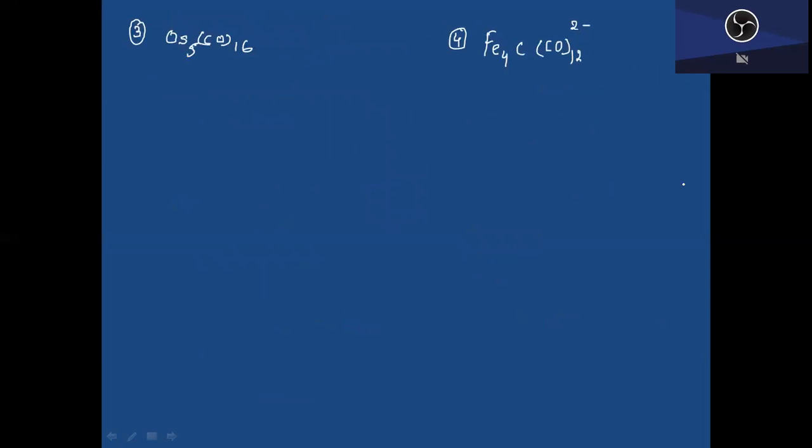Now let us take one more example. In this example, first we will determine TEC. By taking more and more examples, this concept gets clear. So TEC is equal to 5 into valence electrons of osmium, that's 8, plus 16 into 2, that is 32. So this comes out to be 72.